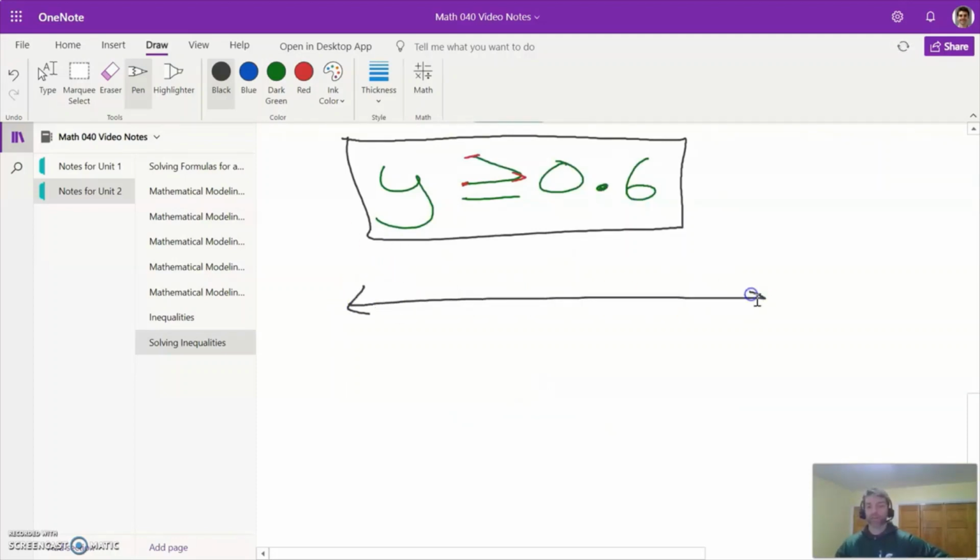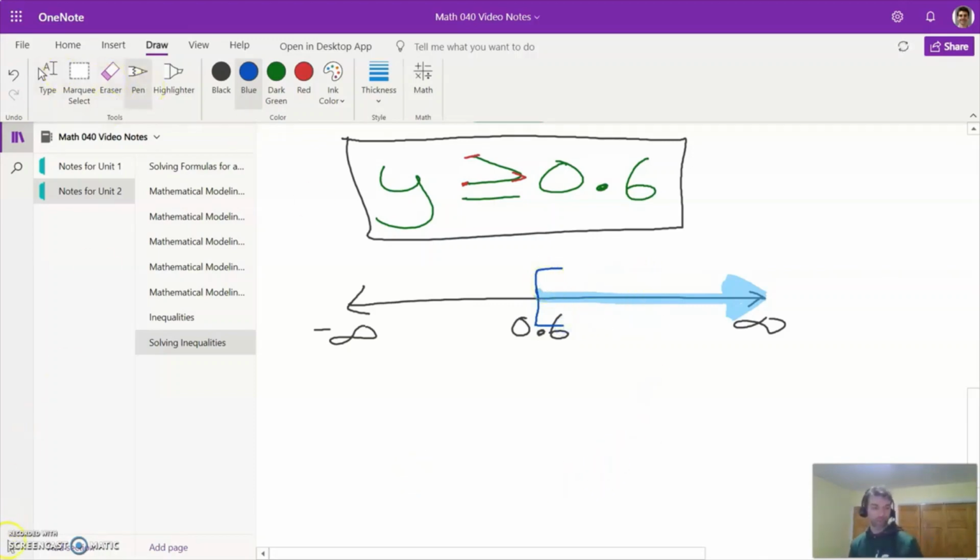On a graph that would look like negative infinity, positive infinity, 0.6. It is greater than or equal to, so we're shading where? We're shading this way with the arrow. And what symbol are we going to put? Circle, is it shaded? Yeah, because it's got the equal to. Shaded, or we can also put what other symbol? A bracket, squared off bracket, facing to the right.